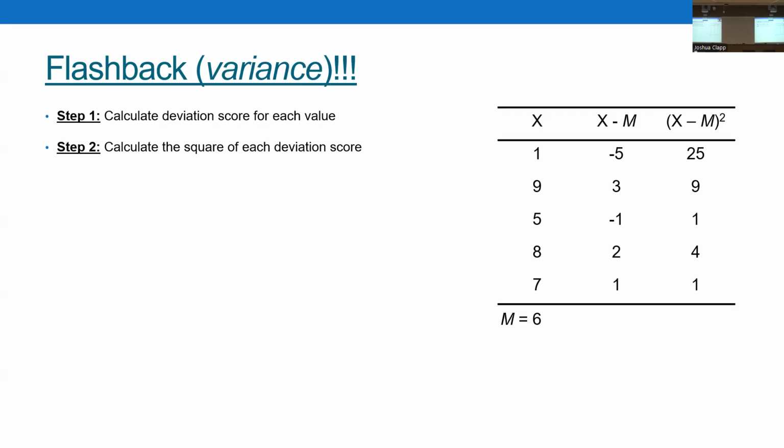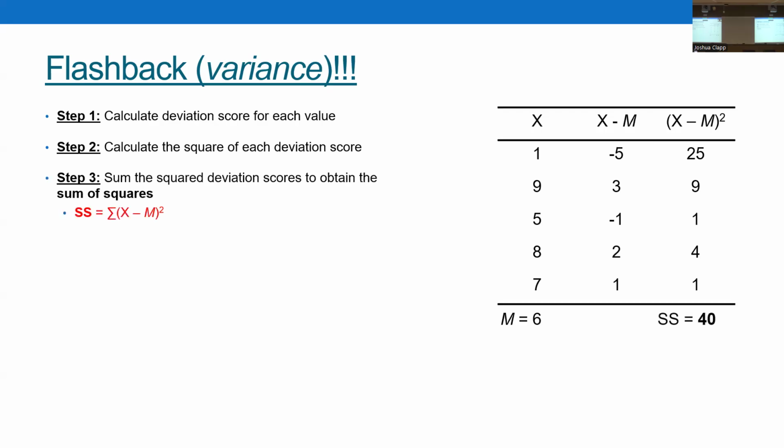For the calculation of variance, I'm going to square all these and then sum those up. This gives me my sum of squares, which is literally the sum of my squared deviations. This is just a very raw metric of variability. It's critical for the calculation of statistics, but it doesn't do much for us interpretively.